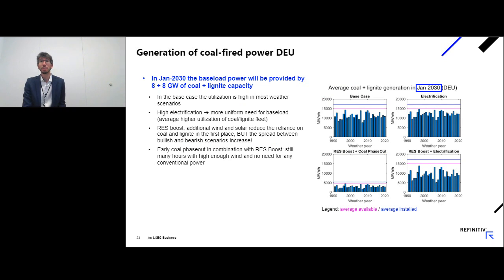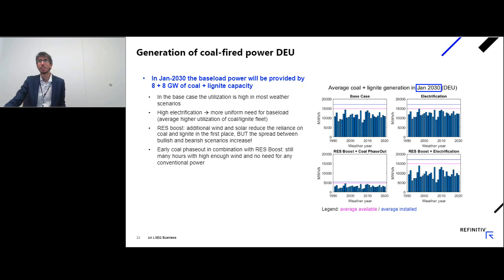I will first present you the result in terms of coal and gas generation, and then I will move to the flexibility needed. As Natalie said, in the base case scenario, we will have 8 gigs of coal and 8 gigs of lignite in January 2030 in Germany. I will present most of the results still for Germany, but I will also discuss a bit other countries. But basically, what happens in Germany affects a lot of other countries.